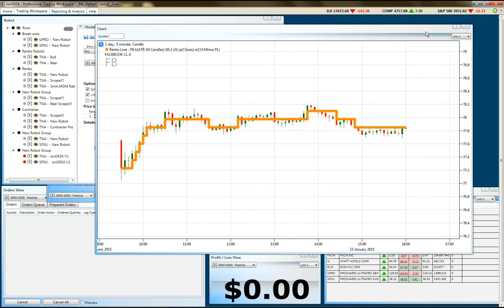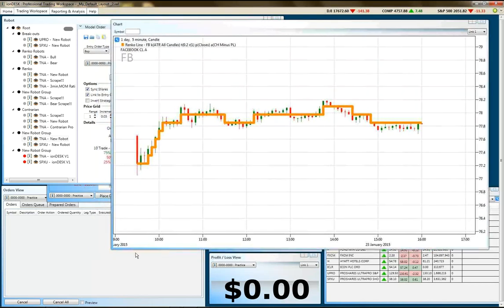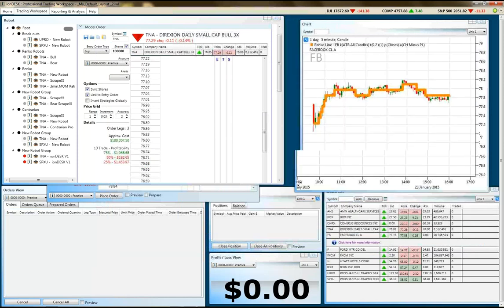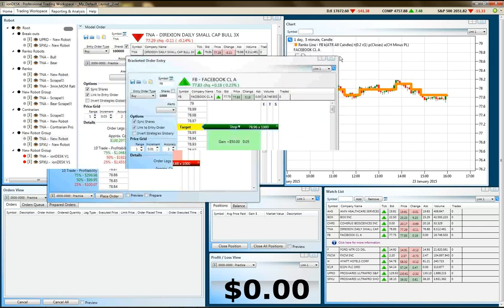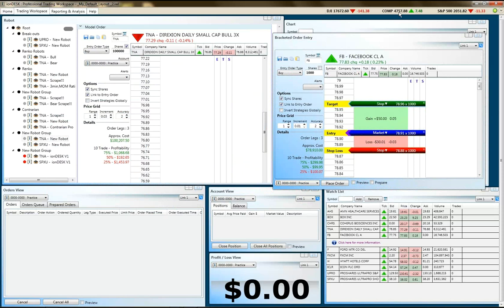Let me put this guy back in line. This is just how I like to have my windows, and everyone's asking, do mine have to look like that? No, yours can be laid out any way you want. So let's take a look at the robot and answer your question.